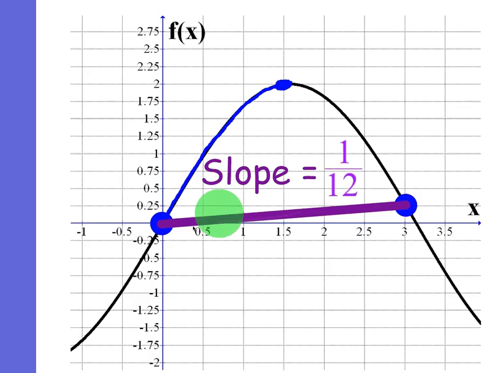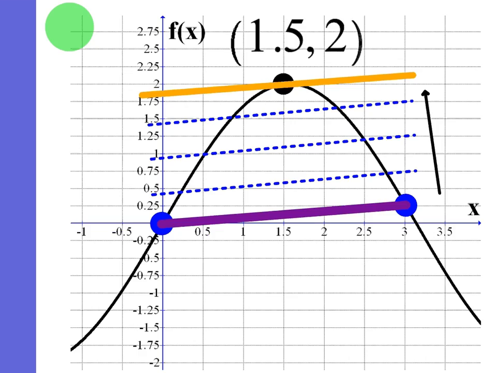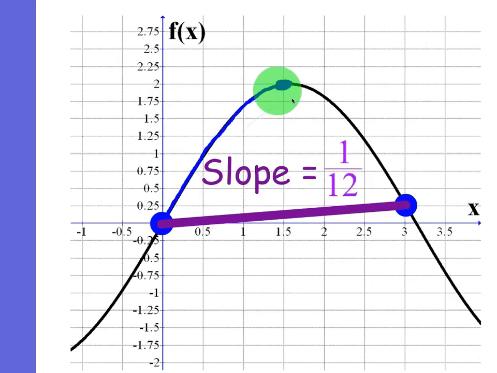Now, that's the first part of the mean value theorem. What's the second part involved? Well, let's go ahead and ask ourselves this question. Can you find a tangent line on this interval, 0 to 3, with the same slope as the secant line? So here's the slope of our secant line, 1/12. Is there some kind of tangent line on this interval that's equal to 1/12? Well, if we look over here, that's too steep, right? But as we get closer and closer, and I've drawn this blue point up here, it looks like we can find a tangent line right here that's the same slope as this secant line.